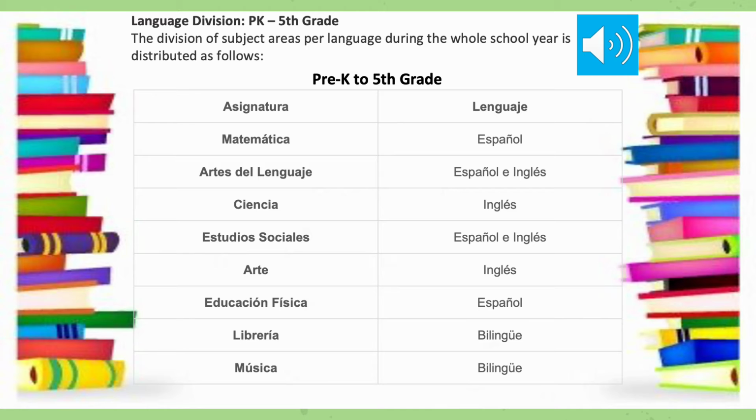Oyster is a K-8 bilingual school, and therefore elementary students and middle school students have different language distributions. In grades K through 5, we can see from the table that not only are the core subjects bilingually taught, but also the electives. Math and PE are solely taught in Spanish, science and art in English, and the rest in both languages.